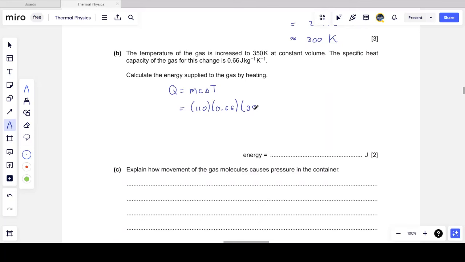It's 350 minus 300. Remember, when calculating temperature difference, you can use Kelvin or degrees Celsius, because the difference in those two temperatures are the same numerically. And so Q will be 3.63 times 10 to the power 3 joules. So to two significant figures, this thermal energy to heat the gas by 50 Kelvin is 3,600 joules, or 3.6 times 10 to the power 3 joules.